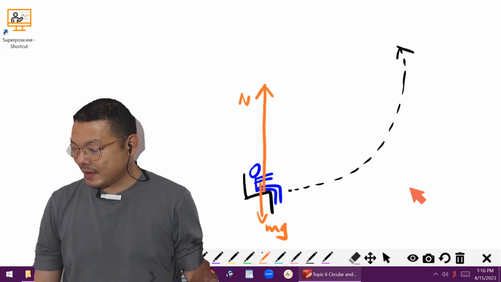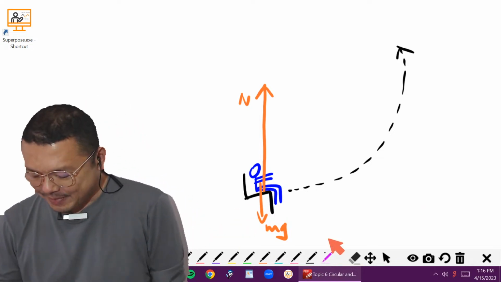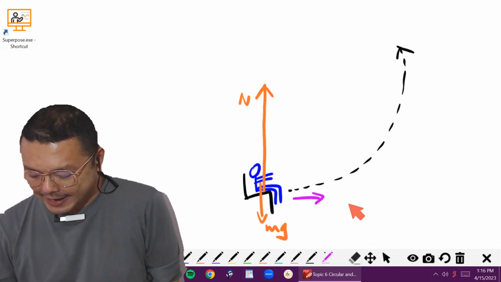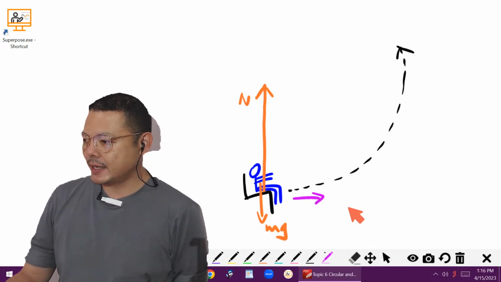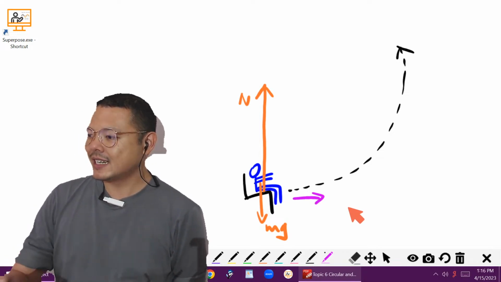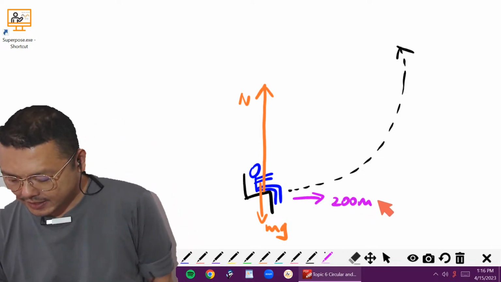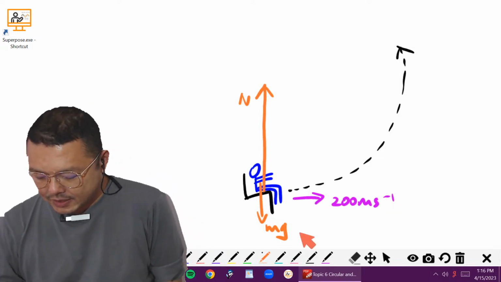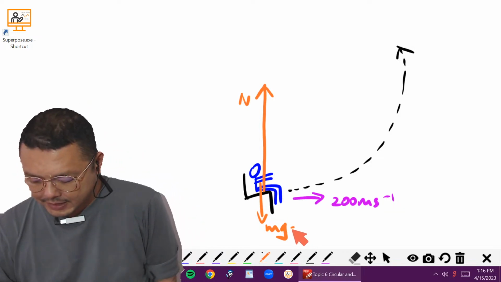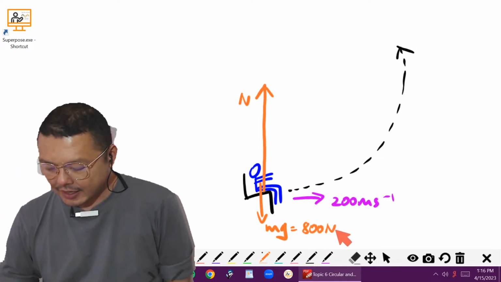I'm going to come up with some numbers, and I don't know whether the numbers make any sense, but I'm going to tell you this. The speed of sound is 330 meters per second. Let's say this guy is not traveling that fast, but maybe 200 meters per second. Let's say the guy's weight is, let's say he's a heavy guy, 800 newtons.